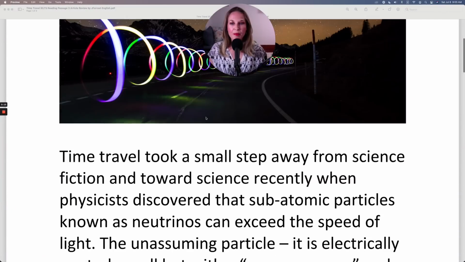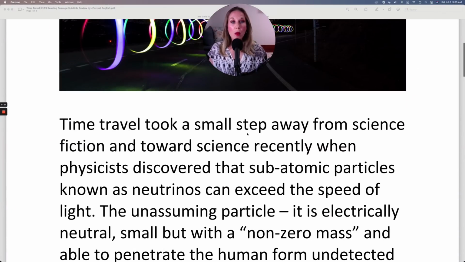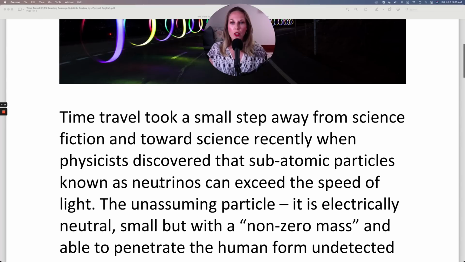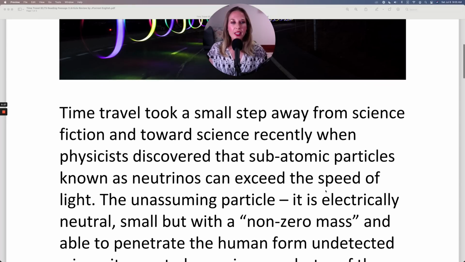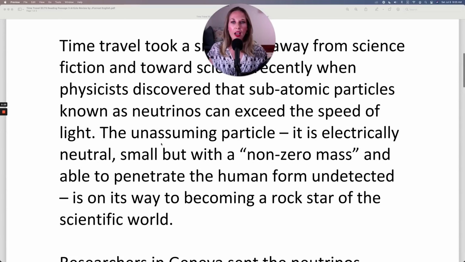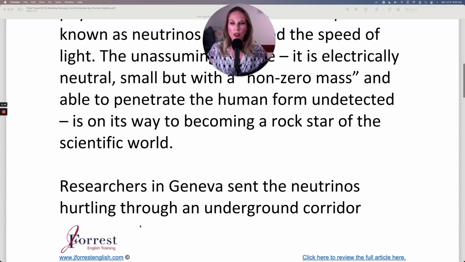Time travel. Time travel took a small step away from science fiction and towards science recently when physicists discovered that subatomic particles, known as neutrinos, can exceed the speed of light. The unassuming particle, electrically neutral, small, but with a non-zero mass, and able to penetrate the human form undetected, is on its way to becoming a rock star of the scientific world.